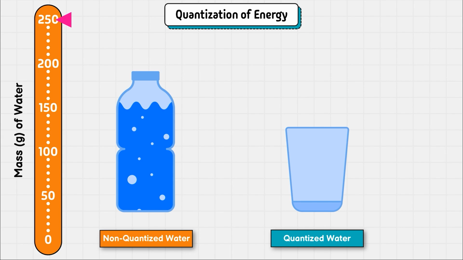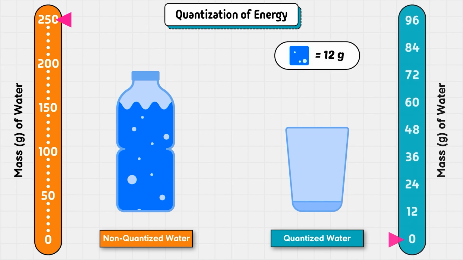However, if I want to take water in the form of ice cubes, I am limited by the mass of 1 ice cube, as I can only take water in the integral multiples of that mass. If the mass of this ice cube is 12 grams, and I take 1 ice cube, I get 12 grams of water. With 2 ice cubes, I get 24 grams of water. With 3 ice cubes, I get 36 grams of water, and so on. It is impossible for me to take 49 grams or 61 grams of water using these ice cubes because they are the quantized form of water. So I can either take 48 grams of water in the form of 4 ice cubes or 60 grams of water in the form of 5 ice cubes.